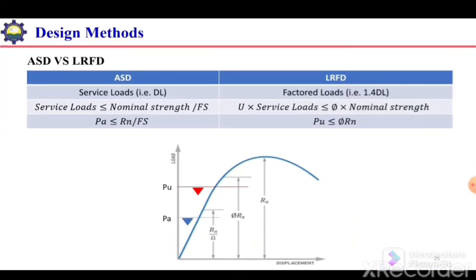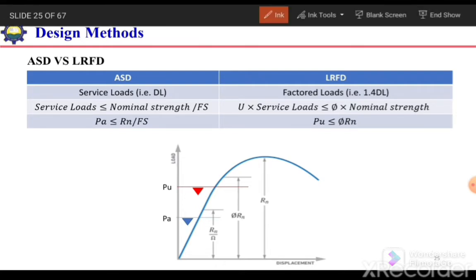So there are two different methods available for the design of steel structures, mainly ASD as well as LRFD. ASD means allowable stress design method, and LRFD is load and resistance factor design. In case of ASD, we consider the service loads. We do not increase the loads, we just combine the loads and consider their maximum intensity based on the probability of occurrence. And the service load should be less than the nominal strength divided by the factor of safety.